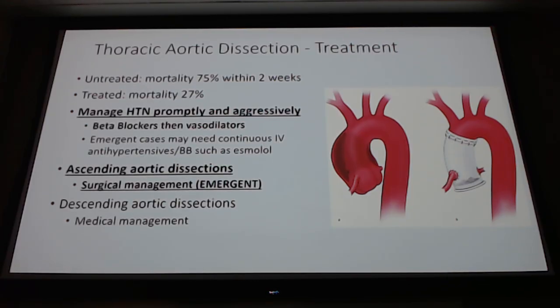If it is a descending, so a DeBakey 2 or a DeBakey 3 and Stanford B, if it's the descending one, we can normally manage that medically: keeping their hypertension under control, giving a beta blocker, and anticoagulation.